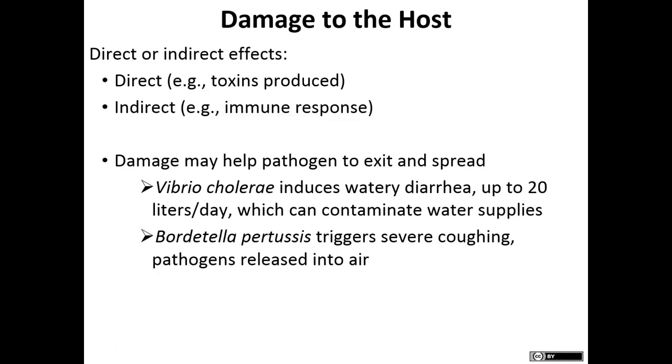Typically, damage is going to help the pathogen leave the body. That's the job of the infection. The pathogen gets into your system and then it wants to leave your system. So Vibrio cholerae induces watery diarrhea, and its job is to get into the water supply so that other individuals drink the pathogen and then they can get sick as well. So we're basically disseminating the pathogen out. Bordetella pertussis triggers severe coughing, which then lets those pathogens get into the air.